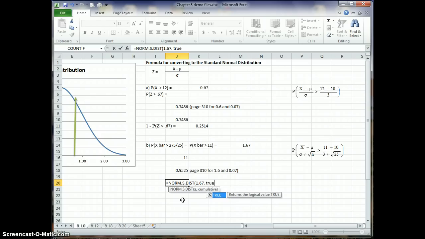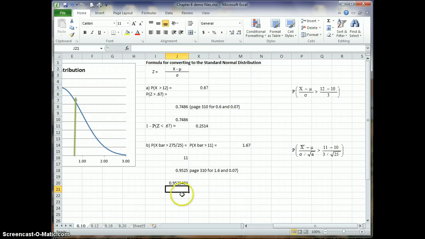We'll do it cumulatively. Oh wait, I typed the period instead of the comma. Again, for those parameters, the comma is what separates them. And then hit that. It displays more decimal places than we need, so I go up here and show only the first 4 digits to the right, and you can see that matches. And now what we're looking at here is 1 minus the probability of z being less than 1.67.